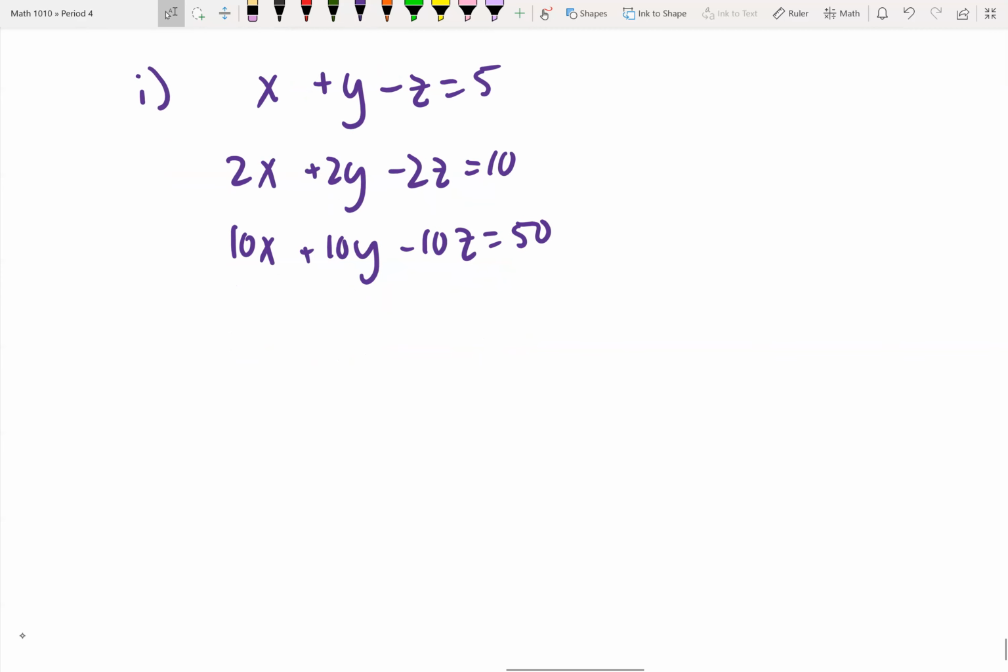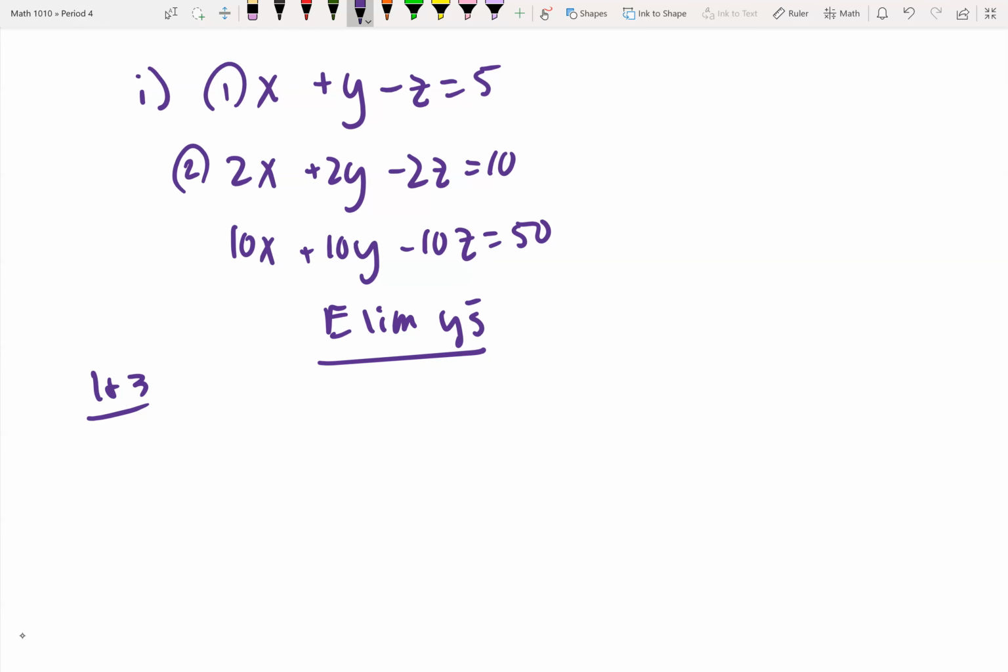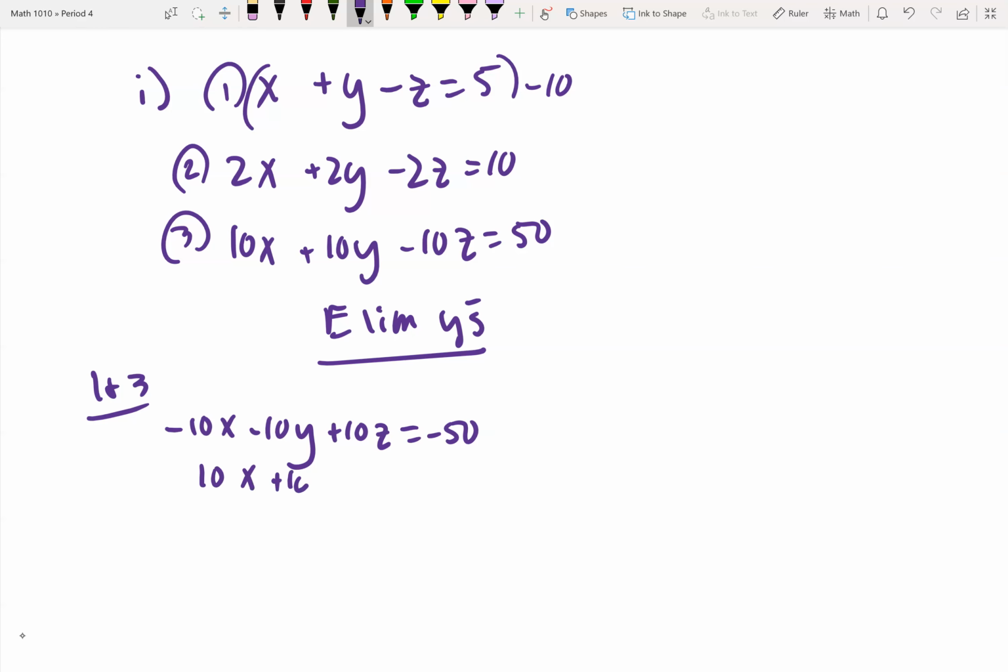So I'm going to eliminate my y's, and I'm going to use equations 1 and 3. If this is 1 and this is 3, I'm going to multiply equation 1 by negative 10. So I'm going to have negative 10x minus 10y plus 10z equals negative 50. Then I'm going to write equation 3, 10x plus 10y minus 10z equals 50. So look what happens. Cancels, cancels, cancels, cancels. So I get 0 equals 0.